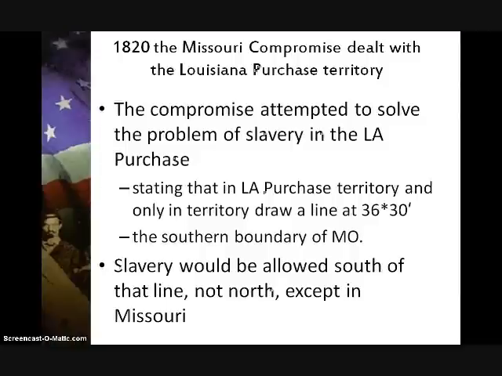Starting with the Missouri Compromise, which we've already talked about, it deals with the territory of the Louisiana Purchase, the territory that was acquired there. It attempted to solve the problem of slavery, establishing the 36°30′ parallel as the boundary line. That is the southern boundary of Missouri, and slavery would be allowed south of that, but not north, except in Missouri. Now remember, that line went only to the west of the Louisiana Purchase, not all the way to the sea.